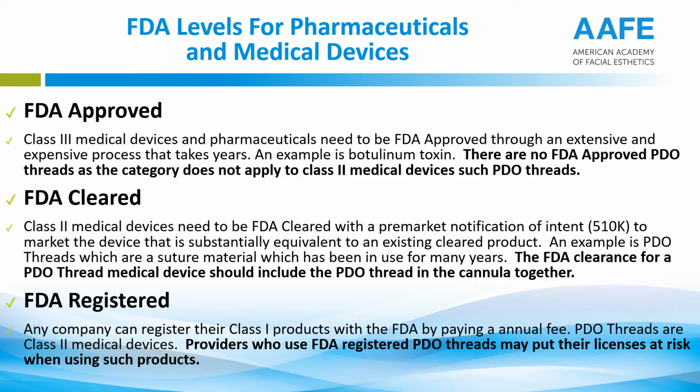That is the class that it is in, and ideally, now this is really important, the FDA clearance should be on the PDO thread inside the cannula or delivery device, which can be a cannula or a needle, and the FDA clearance should cover both together as one single medical device. And that is true of a very, very few FDA cleared class 2 PDO threads that are available in the US. There are only a very few companies that have any kind of FDA clearance, but most of the other companies only have it on the PDO thread.